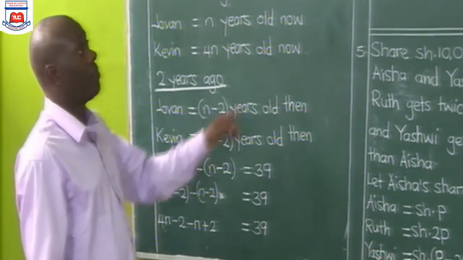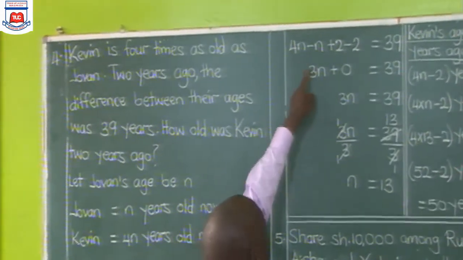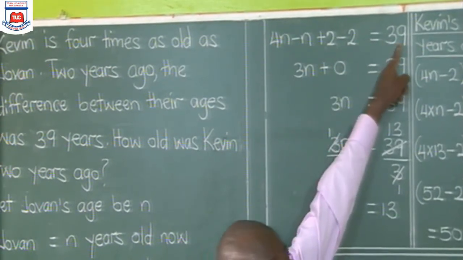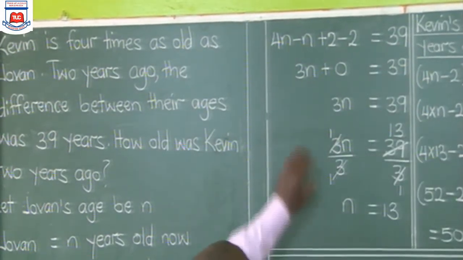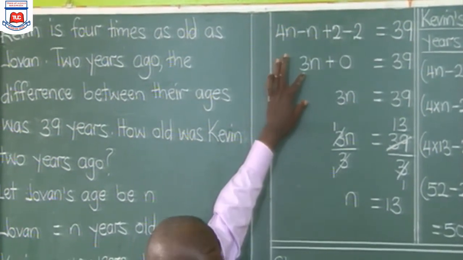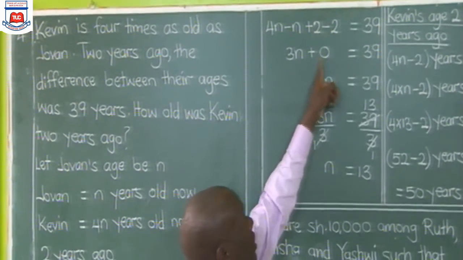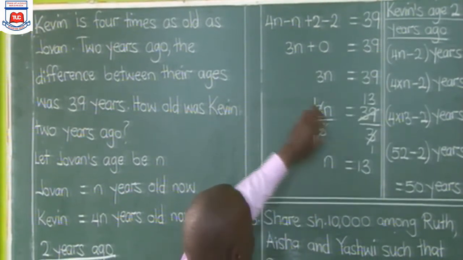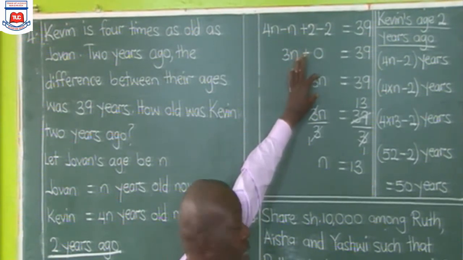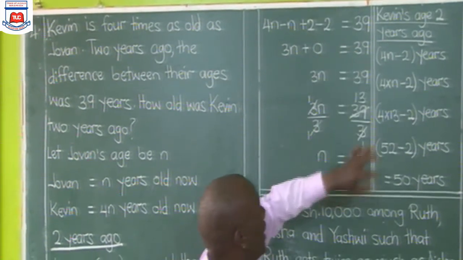So the next step is 4n minus n plus 2 minus 2 is equal to 39. Simplify the like terms. 4n minus a single n, you remain with 3n. You see 2 minus 2 is a 0, equals 39. Now, plus nothing is the same as that very thing. So this side, we've got 3n equals 39.